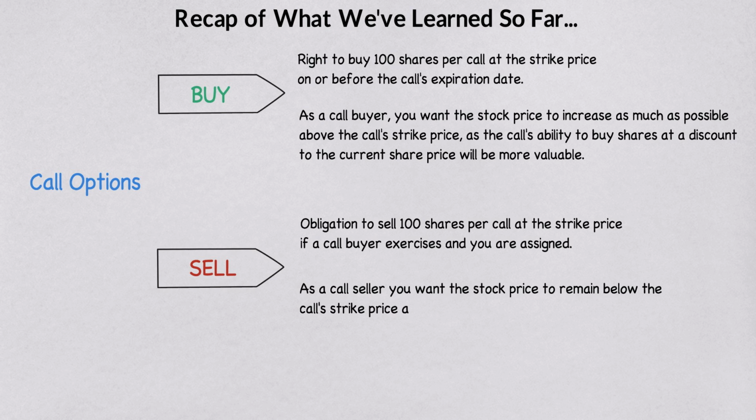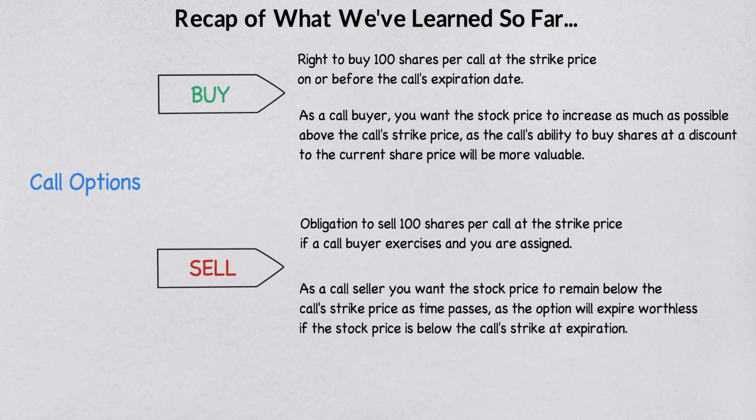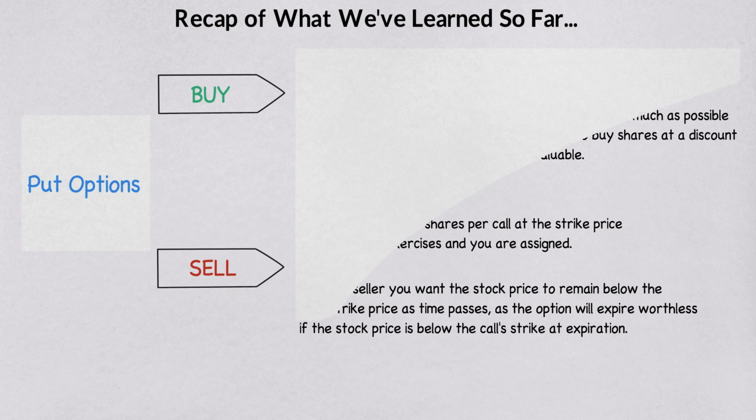As a call seller, you want the stock price to remain below the call's strike price as time passes, as the option will expire worthless if the stock price is below the call's strike price at expiration. And as we've seen, that means you will keep 100% of the premium that you collected for selling that call option. So moving on to put options.